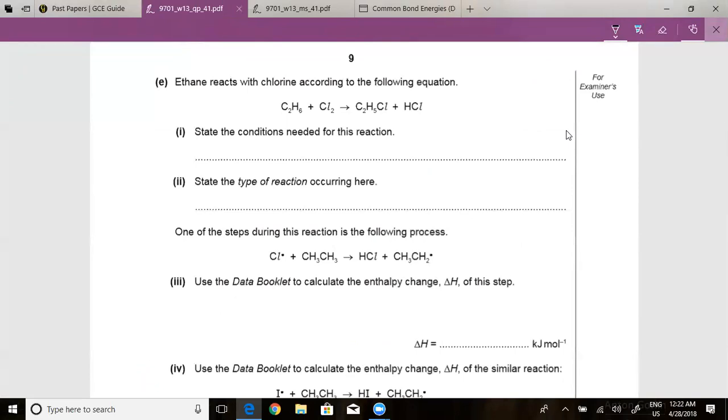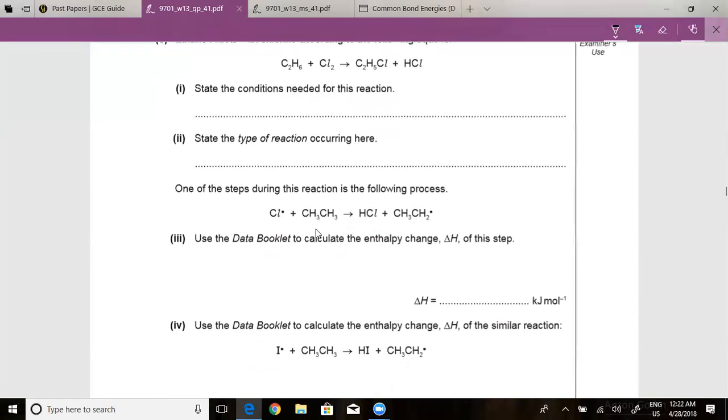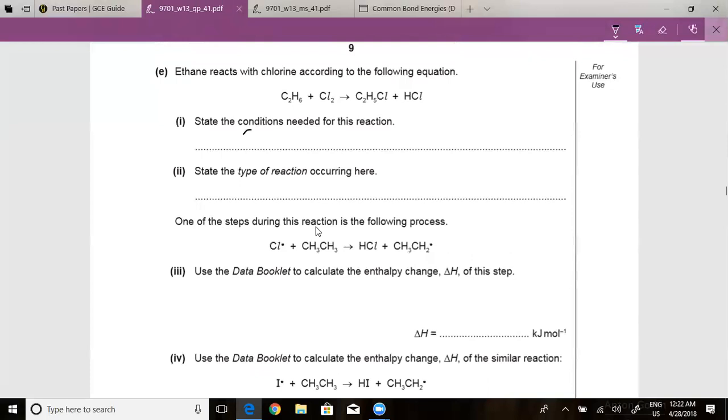Ethane reacts with chlorine according to the following equation. State the conditions needed for this reaction. C2H6 and Cl2. Conditions. UV though, no? It's a free radical, right? It's just free radical. UV light and free radical substitution.